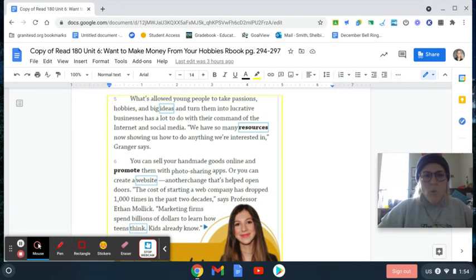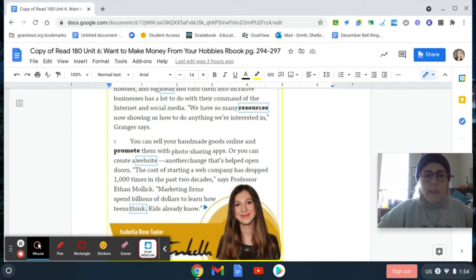Paragraph 5. What's allowed young people to take passions, hobbies, and big ideas and turn them into lucrative businesses, which means they make money? It has a lot to do with their command of the internet and social media. We have so many resources now showing us how to do anything we're interested in, Granger says. You can sell your handmade goods online and promote them with photo sharing apps, or you can create a website.